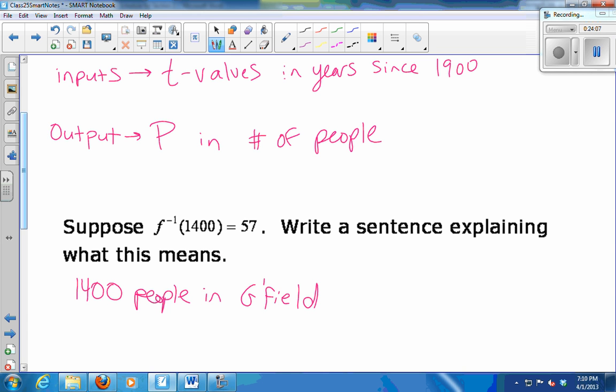Okay. And the 57 being an output of F inverse means it was an input for F. So that 57 represents what? 57 years since 1900. So we would say in 1957. So that sentence says that F inverse of 1400 equals 57. It means there were 1400 people in Greenfield in 1957.